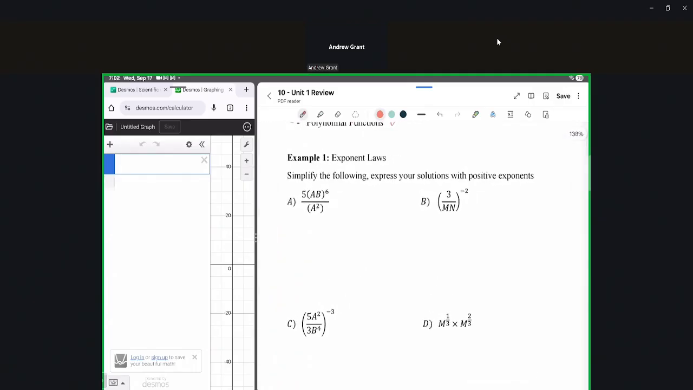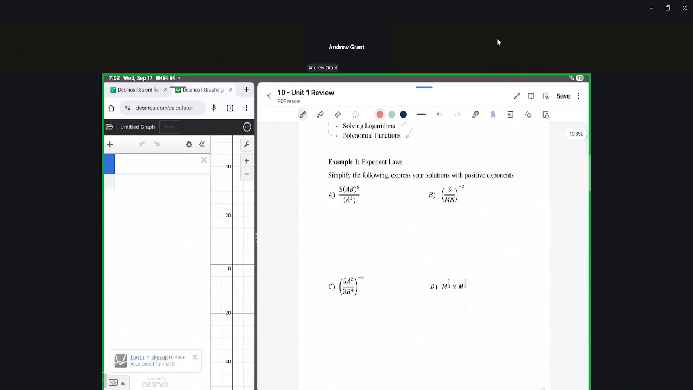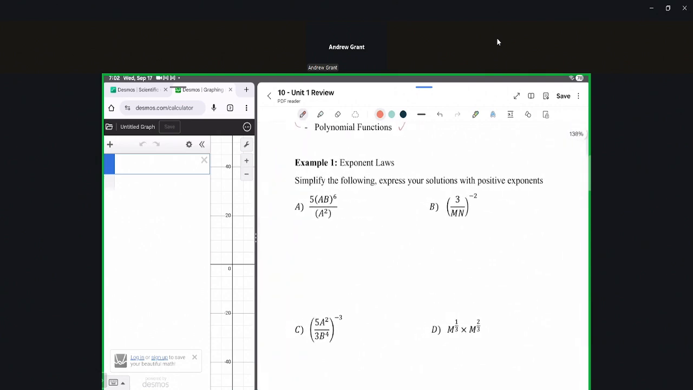Okay, so we're going to simplify the following and express our solutions using positive exponents. So we're going to go all the way back to Unit 1 and let's get started. Here we have the quantity 5 multiplied by a times b to the power of 6, divided by a to the power of 2. First thing I'd like to do is to expand that 6 onto the ab. So this becomes 5 multiplied by a to the power of 6 multiplied by b to the power of 6, divided by a to the power of 2. This was the power of a power rule.